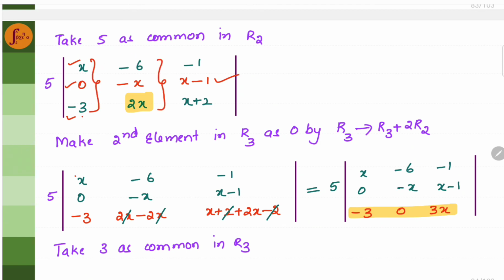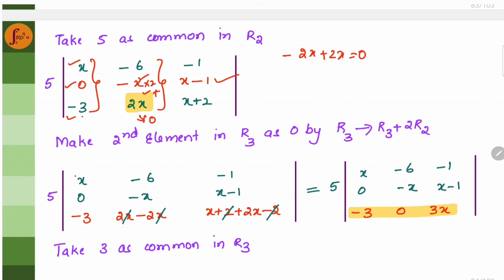See if you can do something with this second column. In the second column, what can I make 0? Here you have related terms, 2x and x. So if I multiply this with 2 and add, this is going to become 0, right? I'll get minus 2x plus 2x. This is going to become 0. That means I can make this 0, right? That is one thing that I can do.